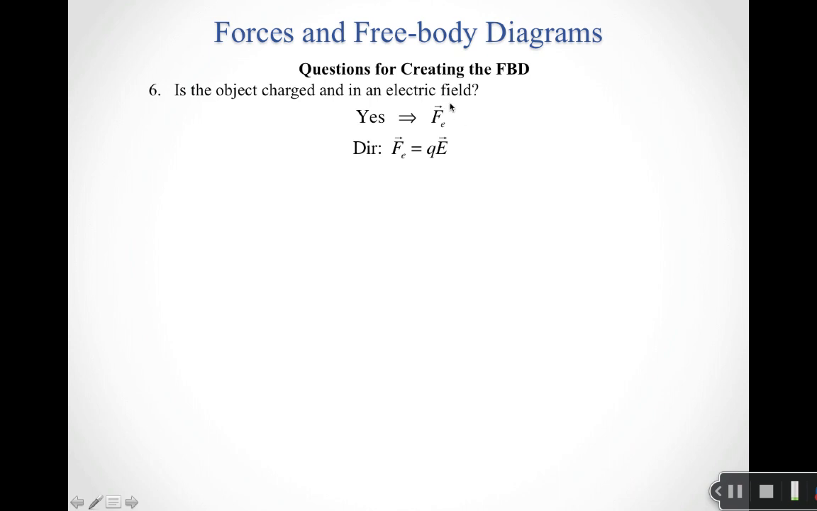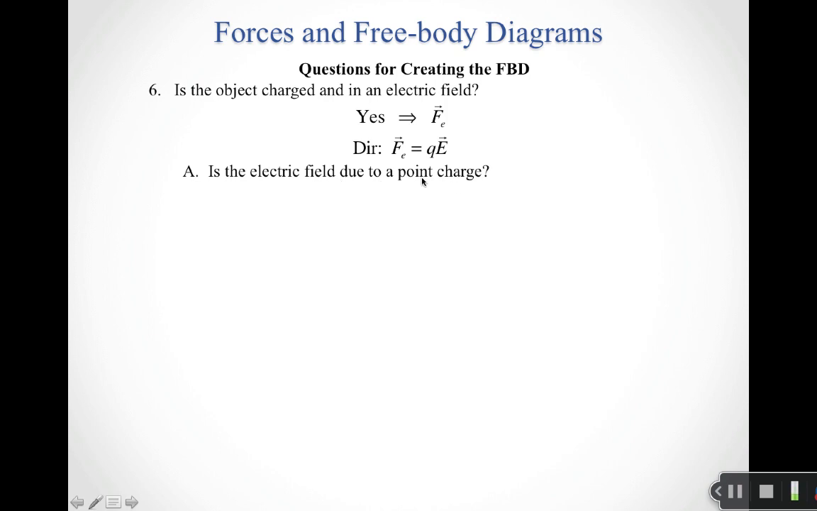We'll see that if that's the case, then I'm going to have an electric force, and the direction of the electric force will be related to the direction of the electric field. And we'll talk about how this equation tells us specifically whether that force points in the same direction or the opposite direction as the electric field.